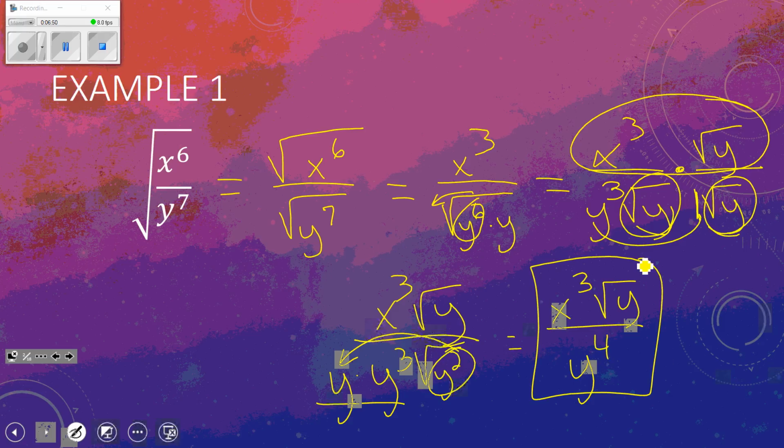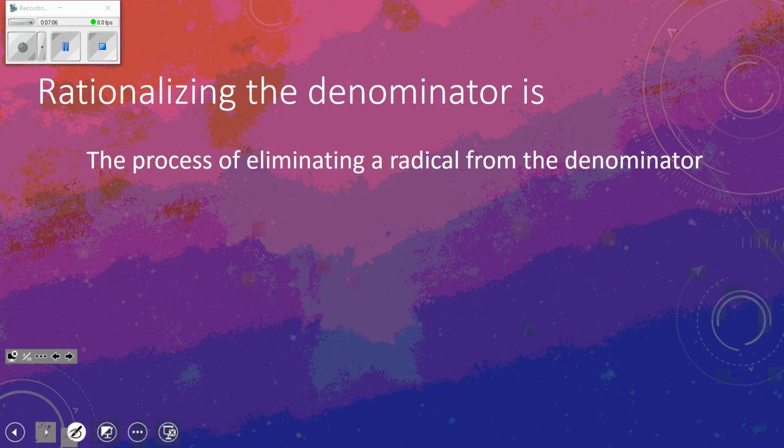So what if I had an x squared here? Could I simplify the x cubed with the x squared? Yes, because they are both on the outside. But in this case, nothing matches, so I can't. Okay, any questions on rationalizing the denominator? So there's your preview. There's your definition.